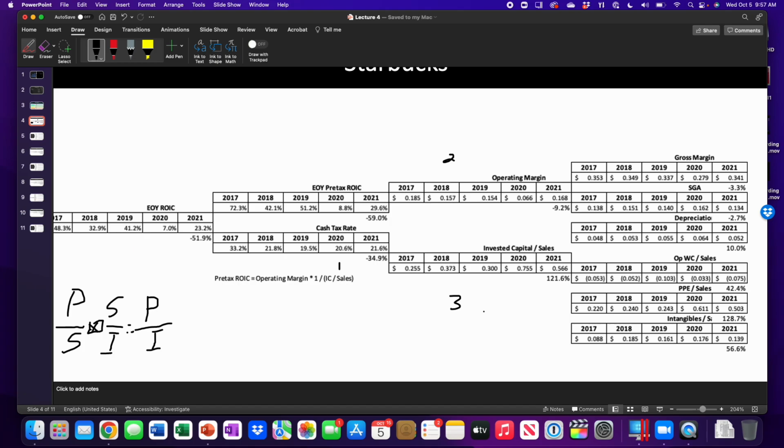In 2017, they had spent 8.8 cents cumulatively on goodwill and intangibles. In 2021, they spent 13.9 cents on goodwill and intangibles. Clearly, they bought somebody, and they increased the amount of spending on acquisitions. That also reduced their productivity further.